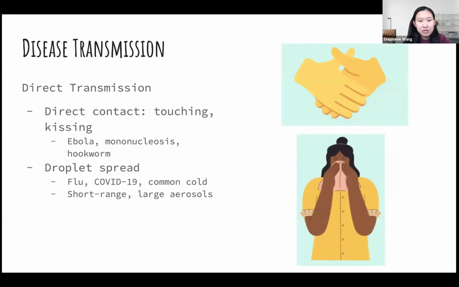So now let's talk about disease transmission, which is the last of the big points on the PSA that you should include. So we've got the first main type of transmission, which is direct transmission.